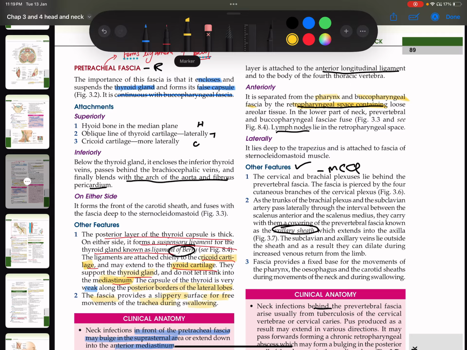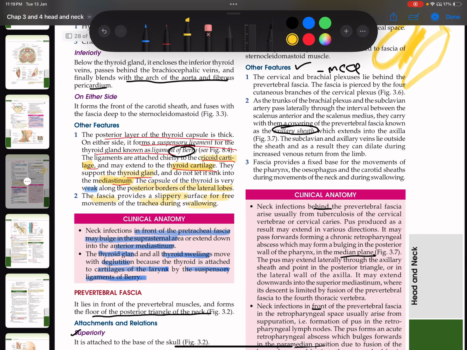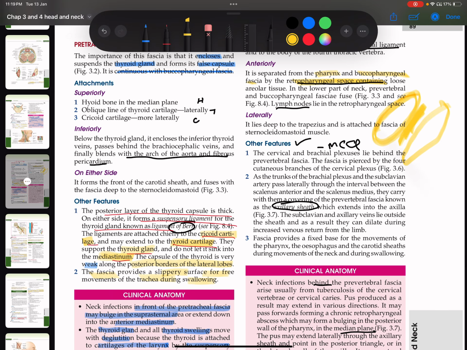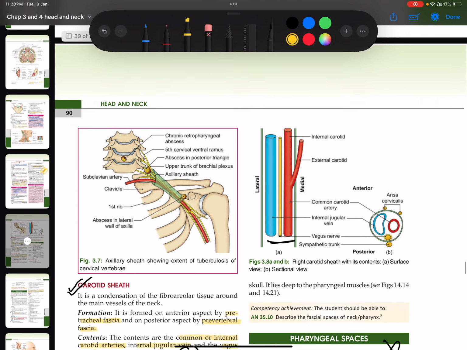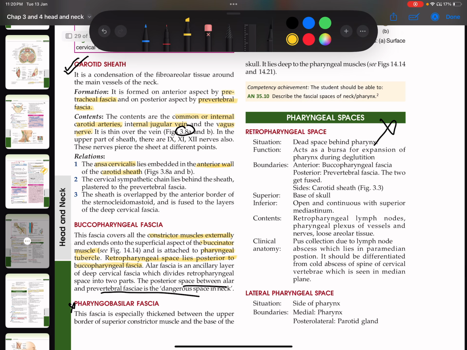So there's the retropharyngeal space in the middle behind the pharynx, and then at the back you'll have this fascia, which is prevertebral fascia. So prevertebral fascia is here, this is your retropharyngeal space, and this is your buccopharyngeal fascia. Now, in the retropharyngeal space, we'll have the lymph nodes.